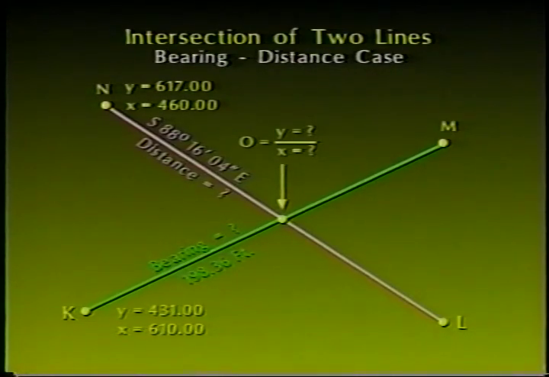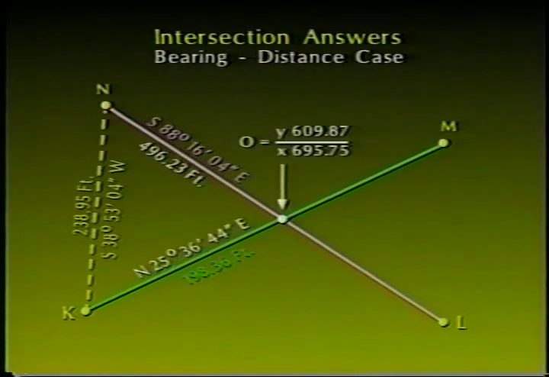This time, in using the oblique triangle for a solution after inversing, it is a little more involved as it is necessary to first determine the interior angle at O. This, however, will complete all angles in the triangle, leading to an angle-angle-side solution. The answers for the bearing distance problem are as shown on this screen.